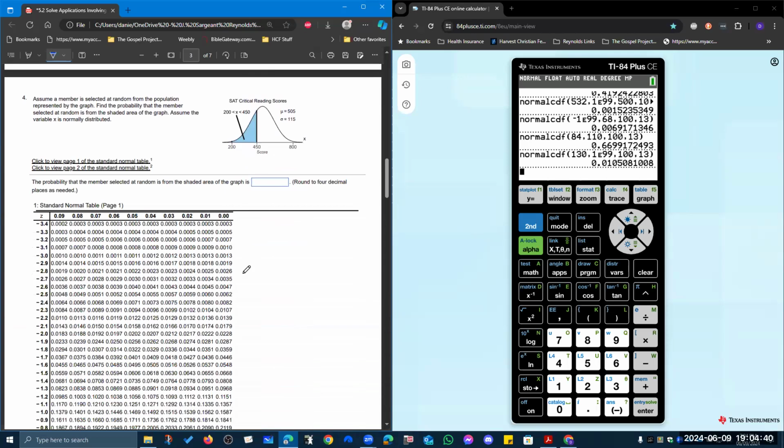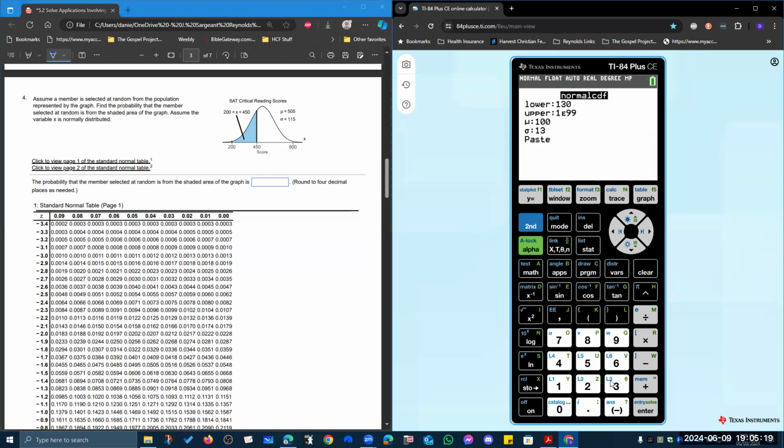Let's keep going here. Assume that a member is selected at random from a population represented by the graph on the right. Find the probability that the member selected at random is from the shaded area of the graph, and assume that the variable x is normally distributed. So they have the area between 200 and 450 shaded with a mean of 505 and a standard deviation of 115. Let's just go ahead and use technology here.